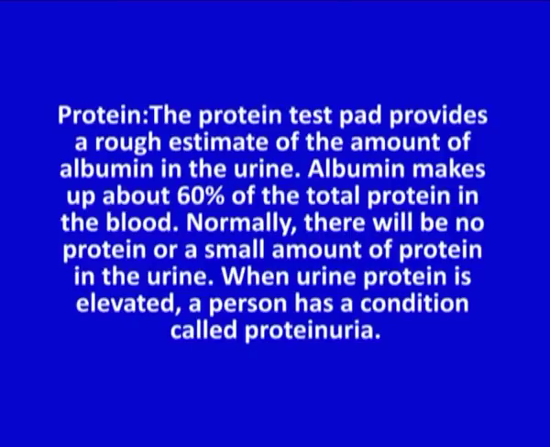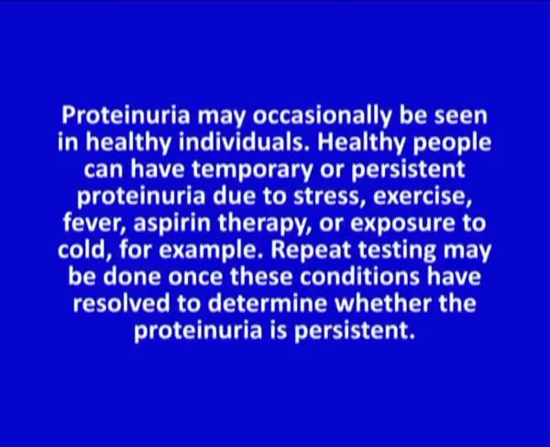Now the protein. The protein test pad provides a rough estimate of the amount of albumin in the urine. Albumin makes up about 60% of the total protein in the blood. Normally, there will be no protein or a small amount of protein in the urine. When urine protein is elevated, a person has a condition called proteinuria. Proteinuria may occasionally be seen in healthy individuals. Healthy people can have temporary or persistent proteinuria due to stress, exercise, fever, aspirin therapy, or exposure to cold.